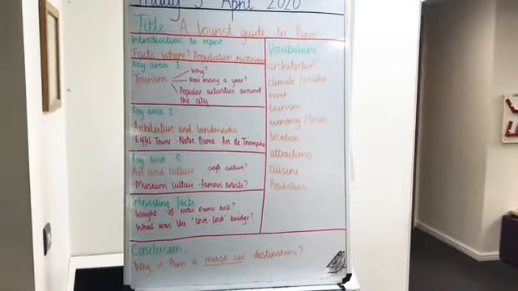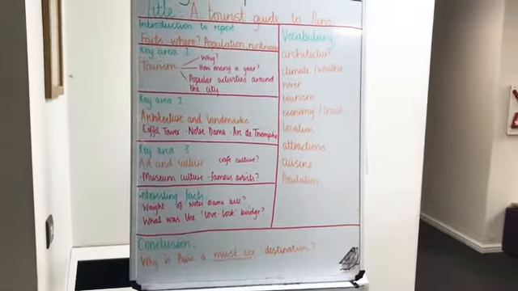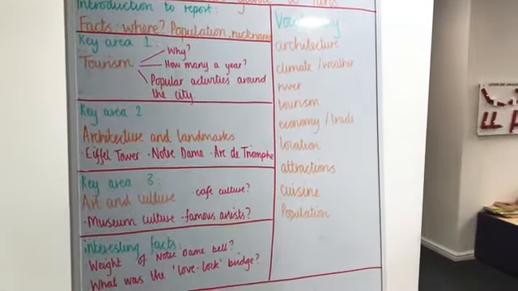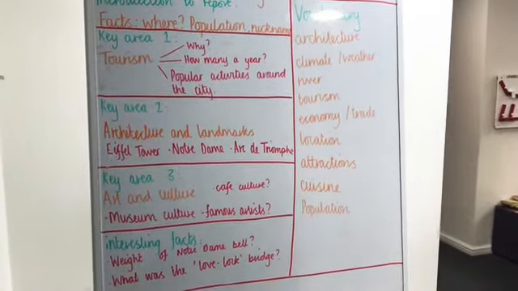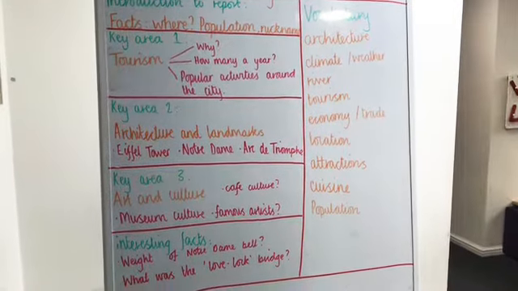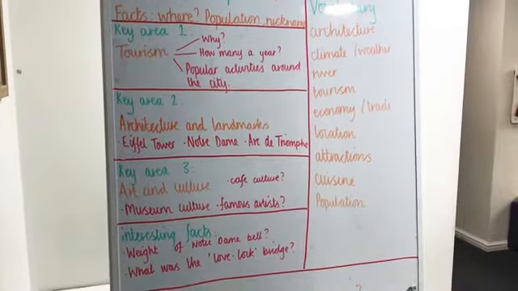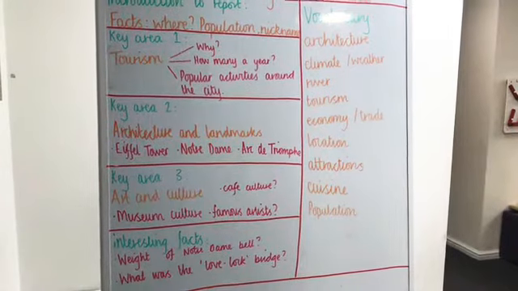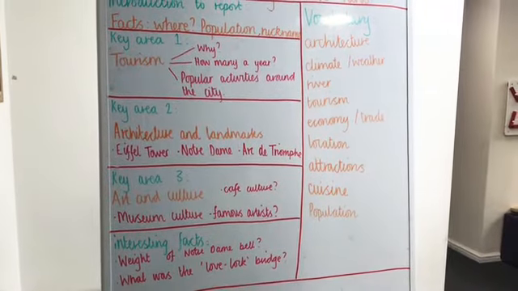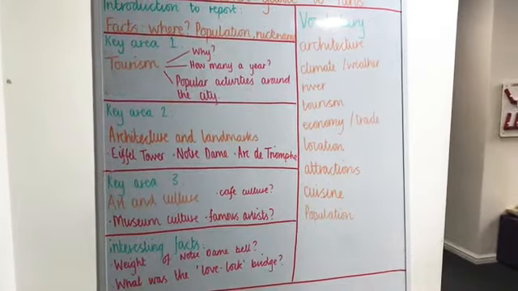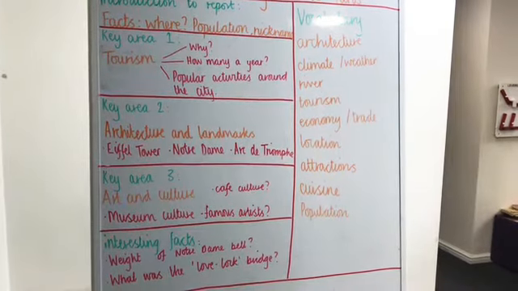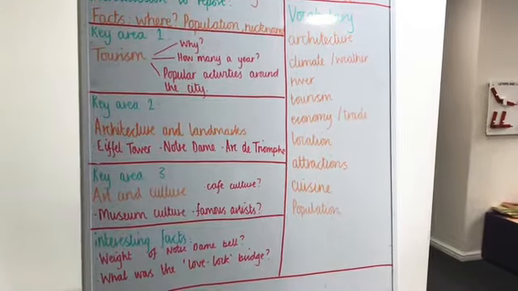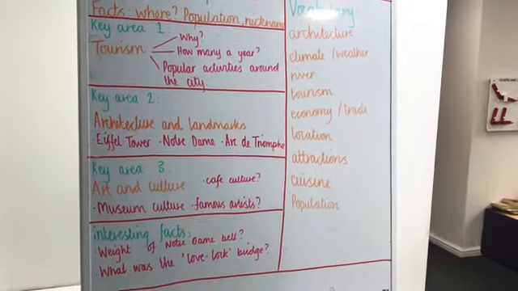Now, referring back to the request on the website, I have asked for you to research and to include 3 key areas of Paris which could, as I say, engage your reader into reading and finding out more about the city in general. Now for my example, I've chosen to use tourism, architecture and landmarks, and art and culture. Now you'll see in the red that I have jotted down some notes. This is absolutely what I'd expect you guys to be doing in your books. Now for tourism, for example, I've put why, how many a year, popular activities around the city, and so on.